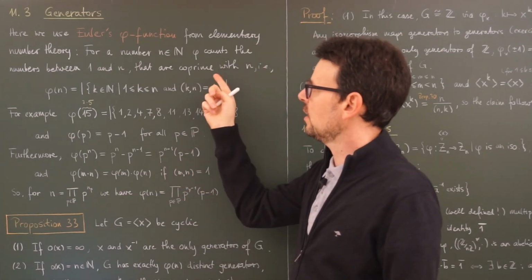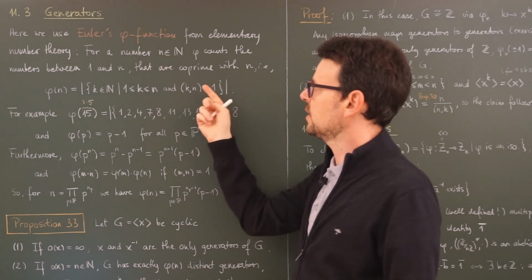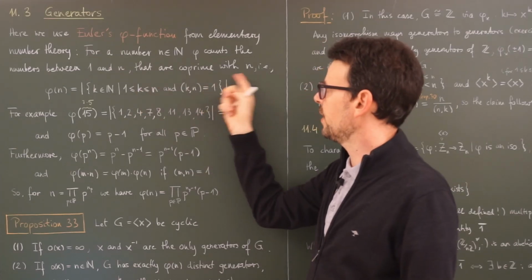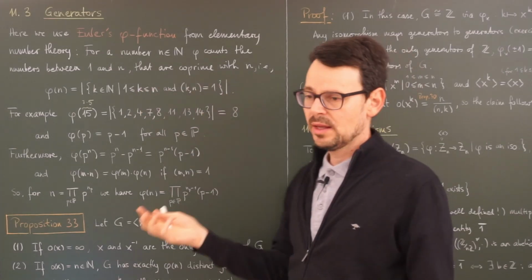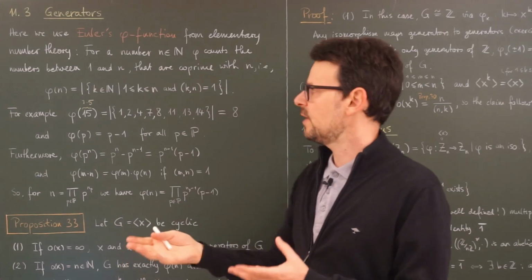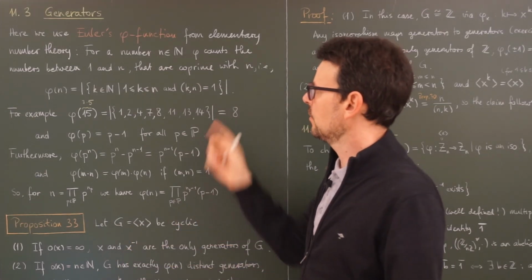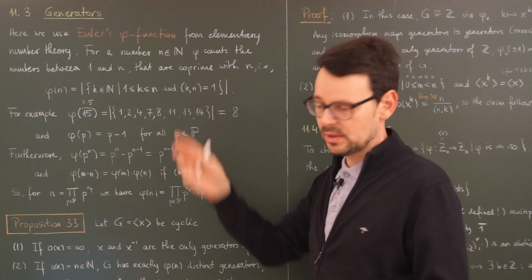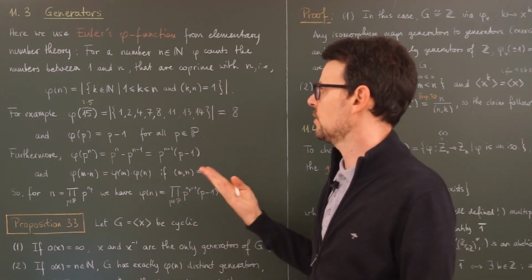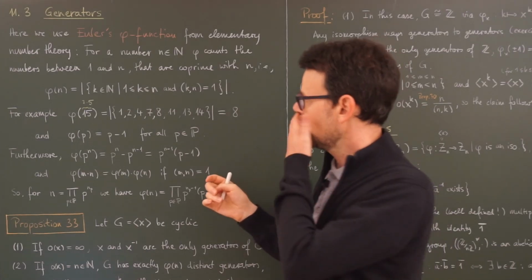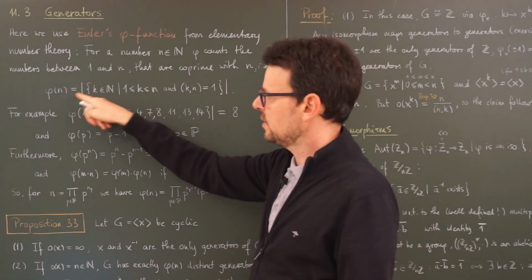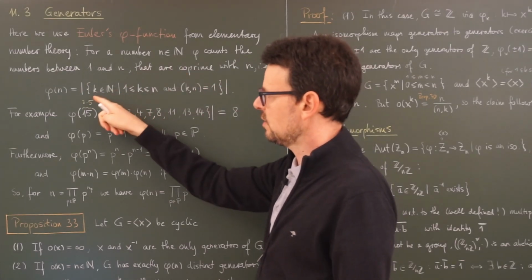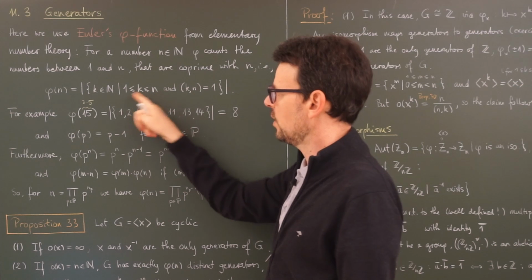And phi simply counts, for any number n that is a natural number, the numbers between 1 and n that are co-prime with n, meaning the numbers that have no common divisors with n. Or in other words, where the greatest common divisor is 1, because then there is no common divisor except for 1, of course. So phi of n is defined to be the cardinality of this set here, the set of all natural numbers between 1 and n.